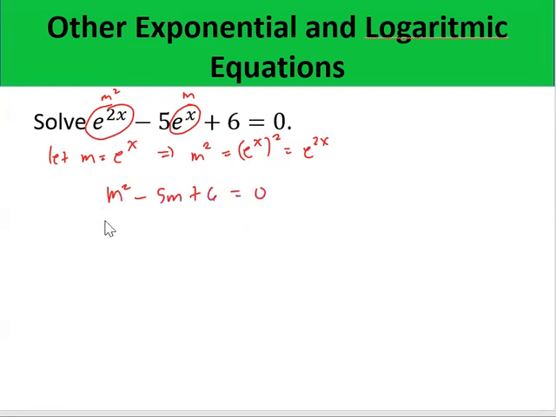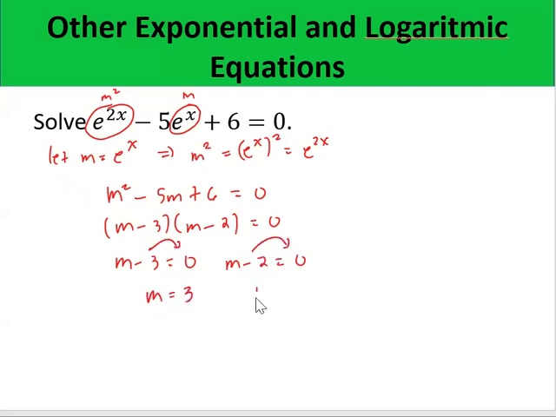And then factoring this, now we get m minus 3 times m minus 2 is equal to 0. And then equating both factors to 0, we get the following. And then solving for m, we shall get m equals positive 3 and m equals positive 2. However, m is equal to e raised to x. So we have to replace m by e raised to x.